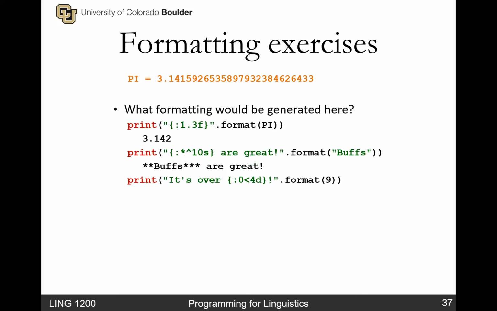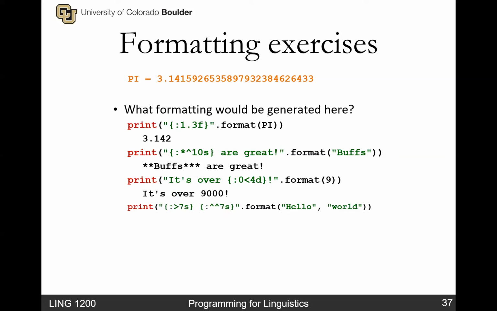For the second one, we want to print out that string with at least 10 characters. The buffs string is going to be center aligned, and any extra spaces will be padded with the asterisks. So buffs has 5 characters, so the extra 5 spaces are padded with the asterisks. And note here that when we have an uneven number of padding, it's going to revert to the alignment, and the extra one is going to go to the right of the string.